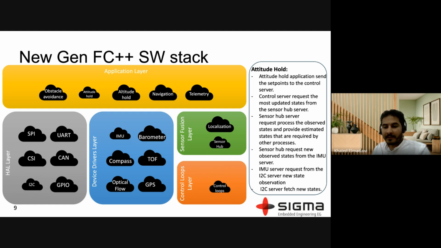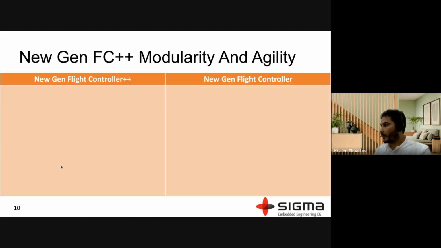This is, briefly, our software stack. Now let's discuss a little bit what the benefits, or the added values, of our software stack are compared to the other new generation software stacks that are already in the market. So let's start with: are there actually any software stacks that are new generation? The answer is yes. There are new generation flight controllers already in the market.